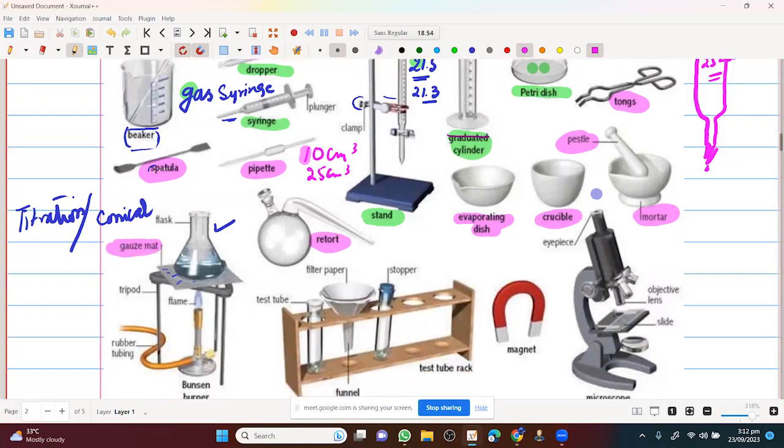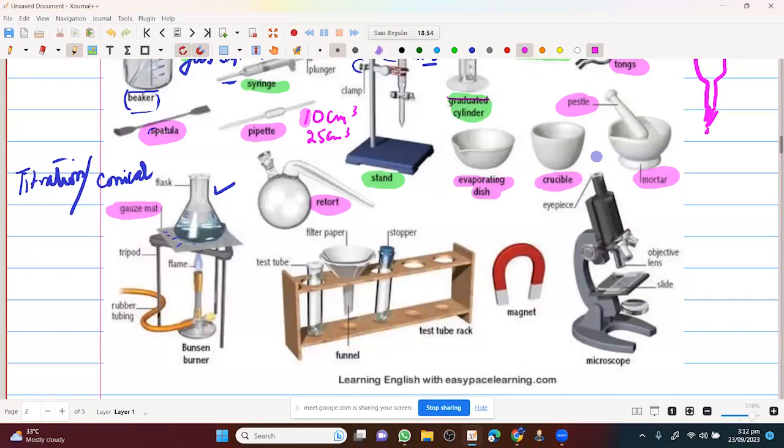The stand which we use to keep this conical flask is the tripod stand. This one is the tripod stand. The tripod stand is used to place flasks, beakers, and the evaporating dish. All of these apparatuses we can place over this wire gauze or gauze mat. Both of the words will be used. This is the Bunsen burner. Flame will be provided. But if the Bunsen burner is not there in the laboratory, what will we use?